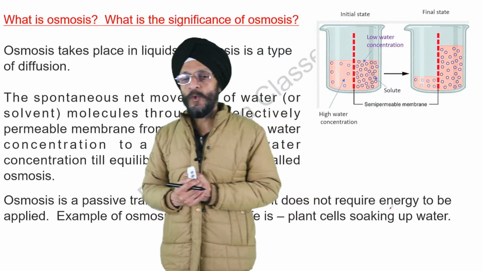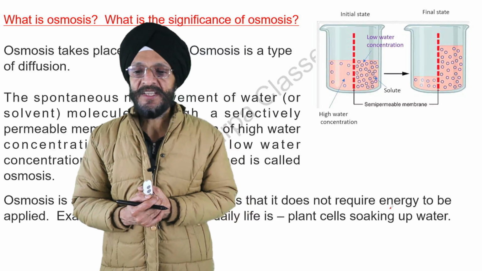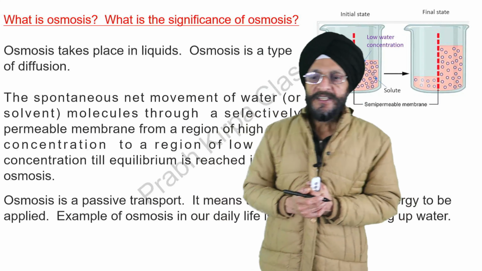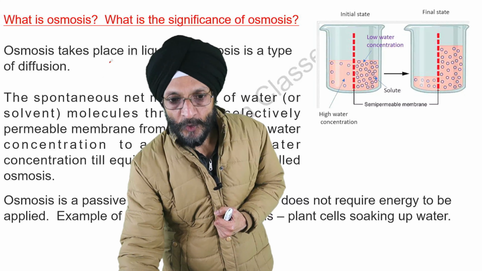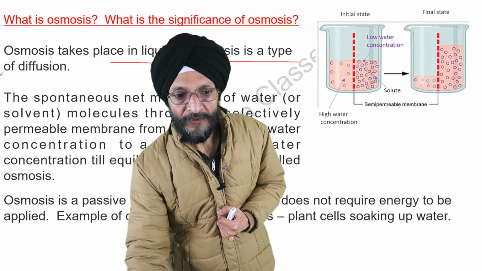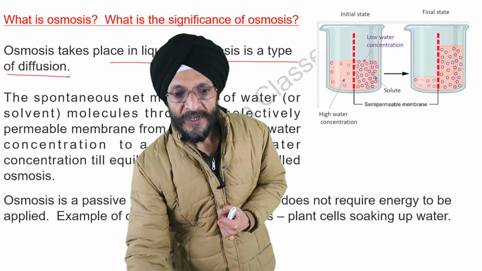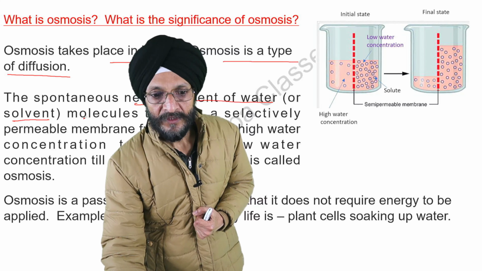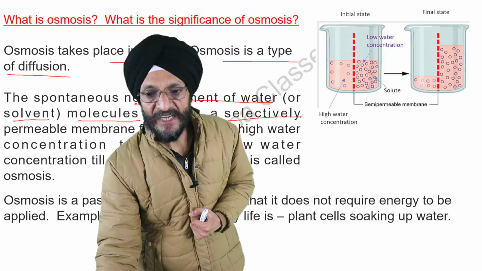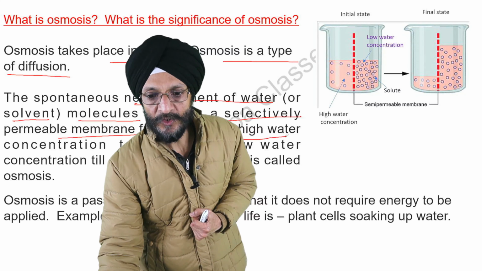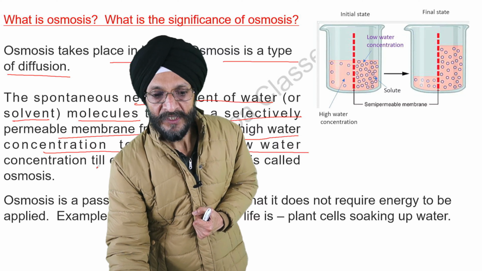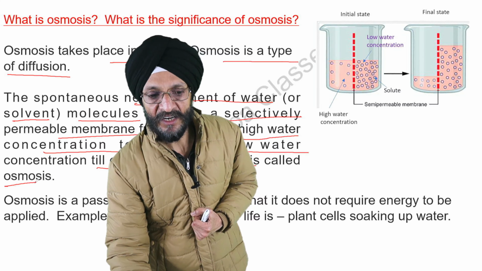Now, what is osmosis and what is the significance of osmosis? The process of osmosis takes place in liquids. Osmosis is a type of diffusion. The spontaneous net movement of water or solvent molecules through a selectively permeable membrane from a region of high water concentration to a region of low water concentration till the equilibrium is reached is called osmosis.